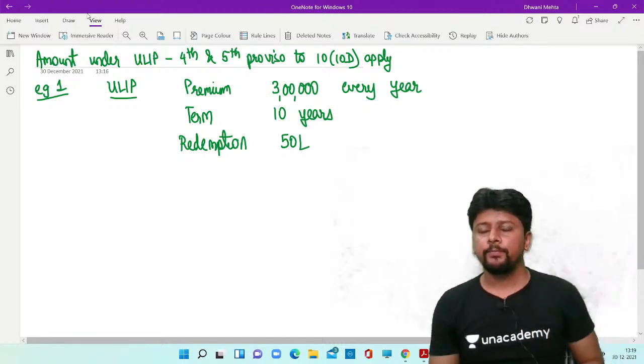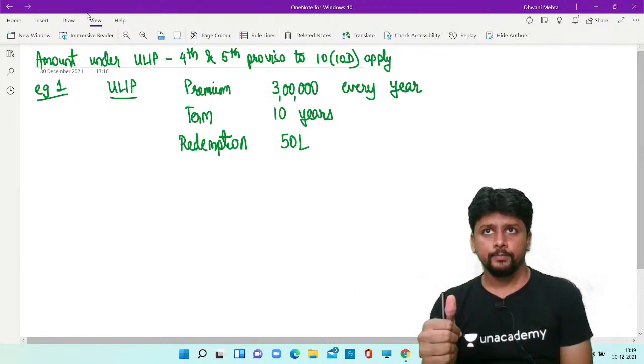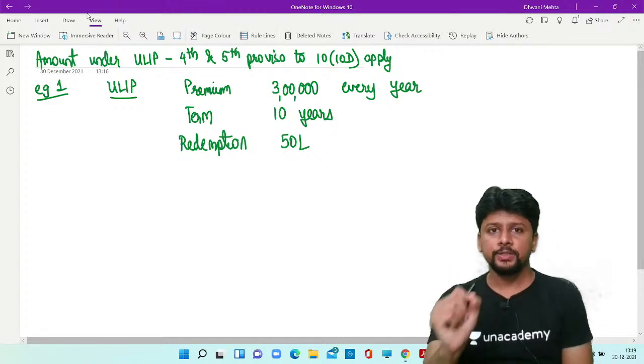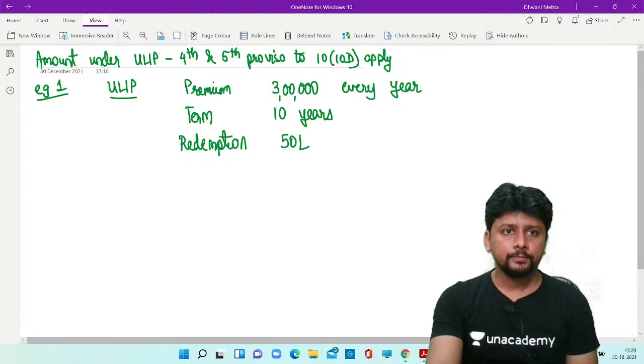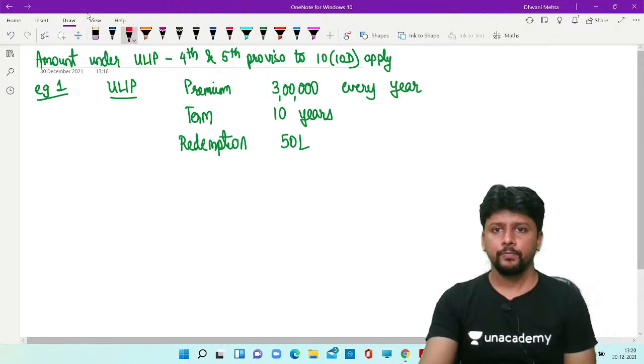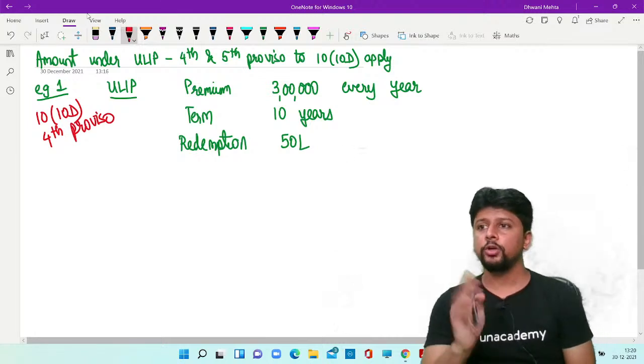Now, please understand. It's a capital asset that we are talking about. Units of unit linked insurance policy. It's a capital asset. Concept number 1. Premium is about 2 lakh 50. So 10(10D), fourth proviso will get attracted. So no exemption. You're going to pay tax.